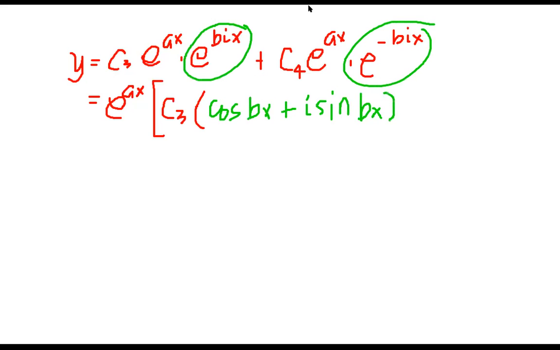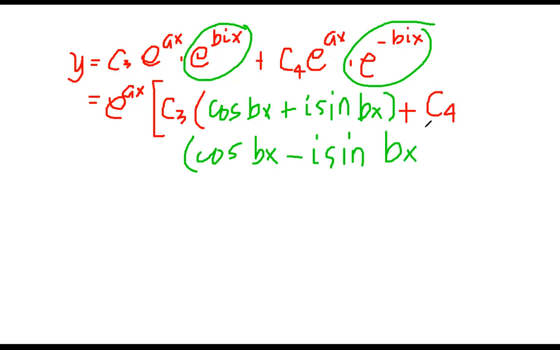Now we have the next term, c sub 4, multiplied to, of course, this is negative, right? So cosine of negative bx is similar to cosine of bx, so just copy cosine of bx. And then sine of negative is equal to negative of the sine of the positive, so you put minus i sine of bx here. So this is the equivalent of the corresponding exponential functions with imaginary unit. Now we have to simplify this one.